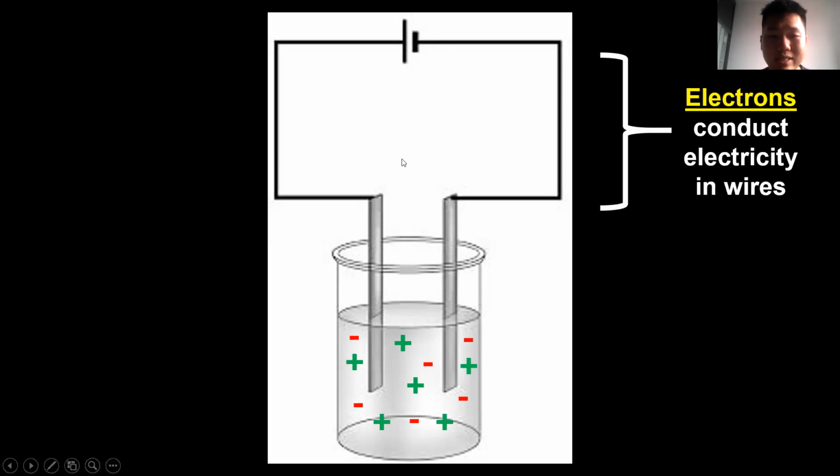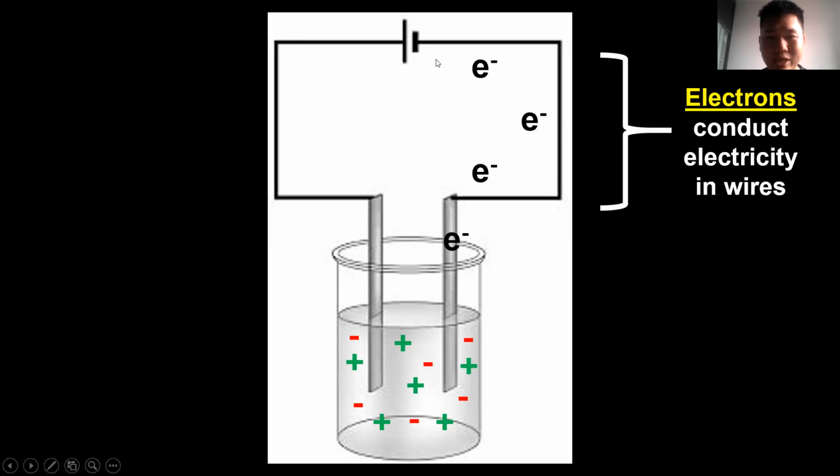So we can separate it into two parts. From this upper portion, the battery and the wires, we know that the electrons inside the wires are the ones that actually conduct the electricity. The wire is made of metal, and metals have electrons. So the electrons will move and carry charge. So the electrons are the ones that conduct electricity in the wire.